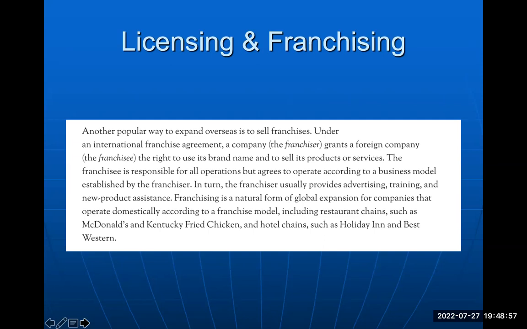Yes. So what is franchising, and how does it help us to understand how it is used by a company to participate in international trade?